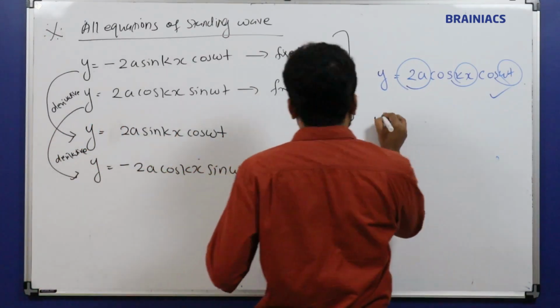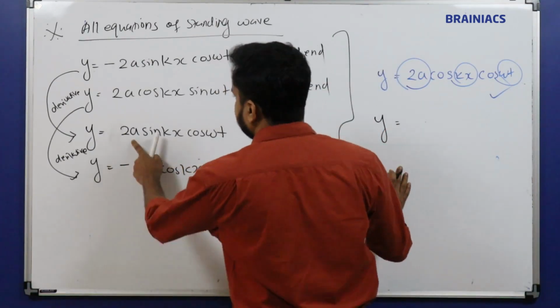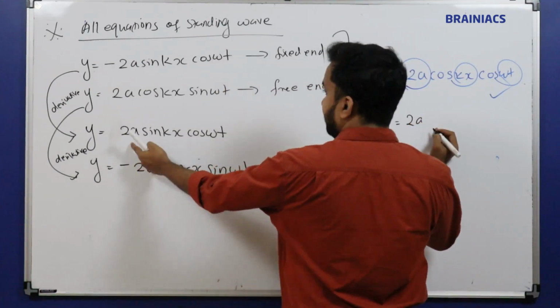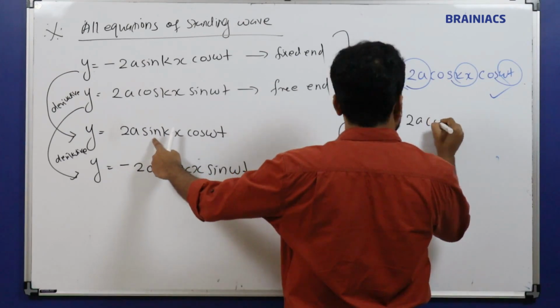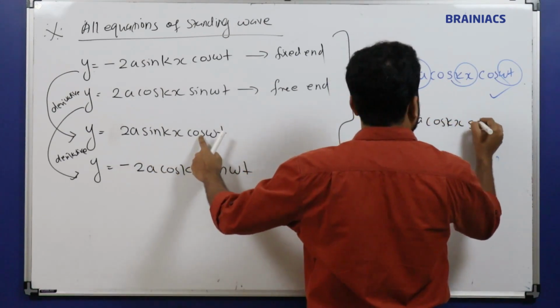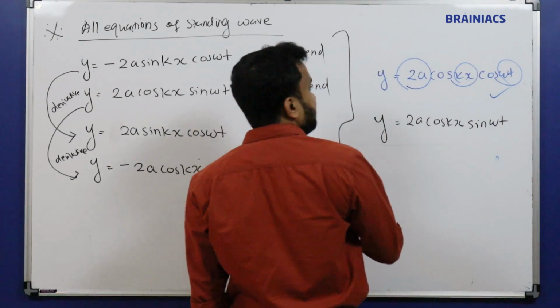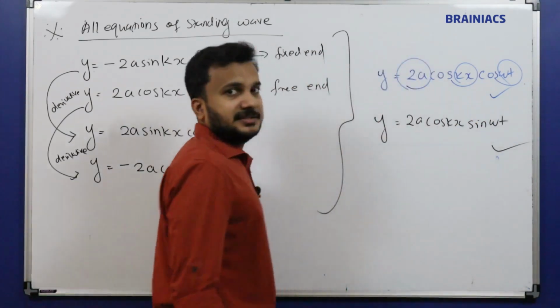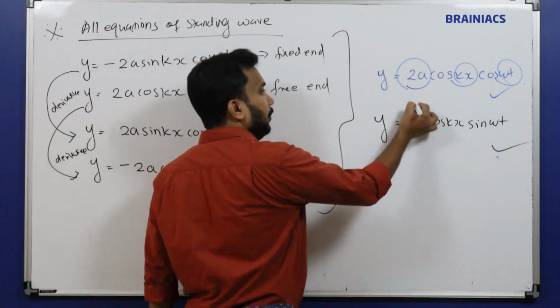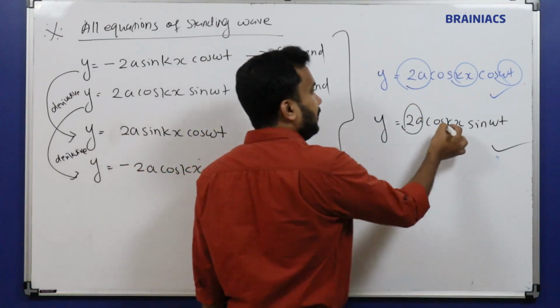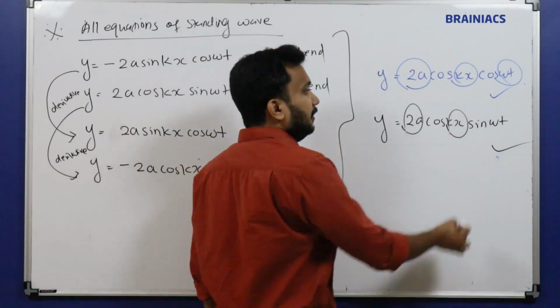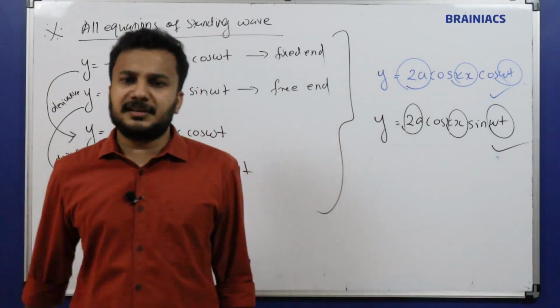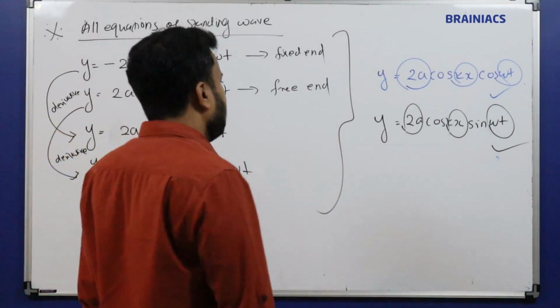So let me write another equation here. A variety of the third equation: 2a cos kx sin omega t. Is this a standing wave? Yes, it's a standing wave. How many things will be there? 2a, yes, it's there. kx, yes, it's there. Omega t, it's there. Yes, all three things will be there.